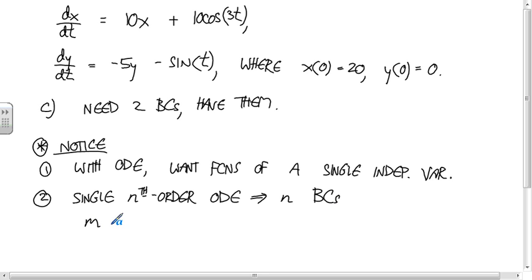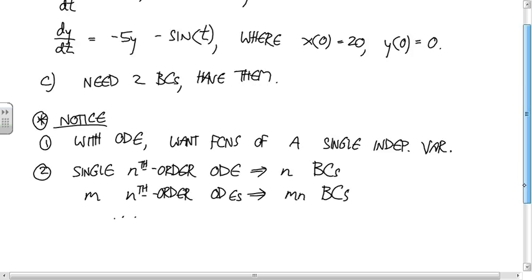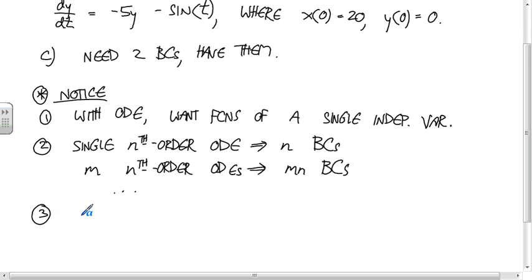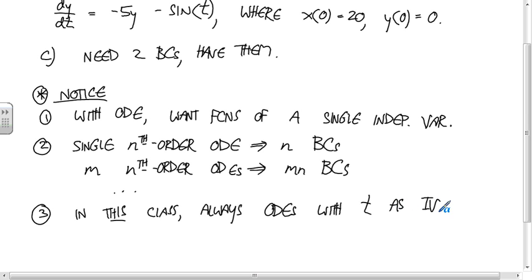If you have instead m nth order ODEs, that tells us we need m times n boundary conditions. And you can go on to more complicated combinations of these, but that's the idea when you're looking for how many boundary conditions you need. And in this class, we're going to be always dealing with ODEs with time as the independent variable.